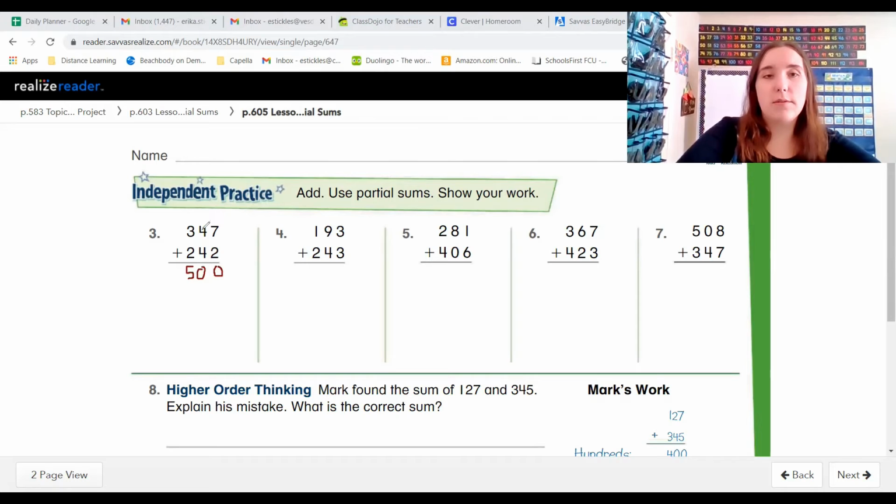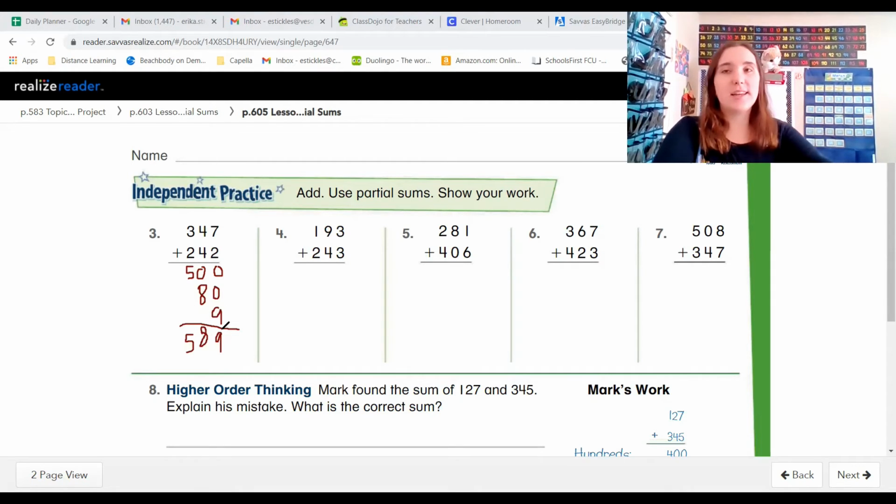Then we have our tens. We have 4 tens plus 4 tens, which would be 8 tens. So 8 tens, 0 ones is 80. And then we need to do our partial sums for our ones. 7 plus 2 is 9, so just 9 ones. Now we're going to add these up again. So 0 plus 9 is 9 ones. 0 plus 8 is 8 tens. And we just have 500s. So our answer is 589.